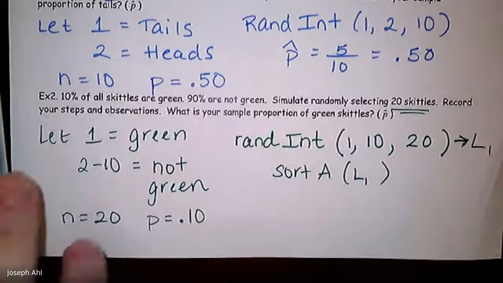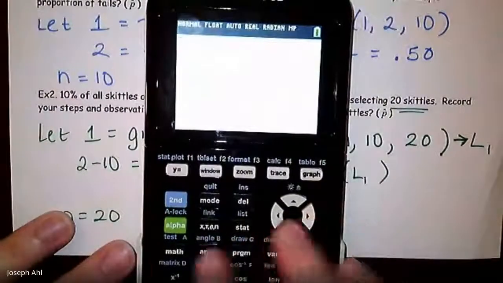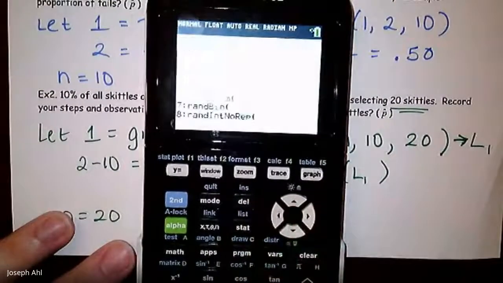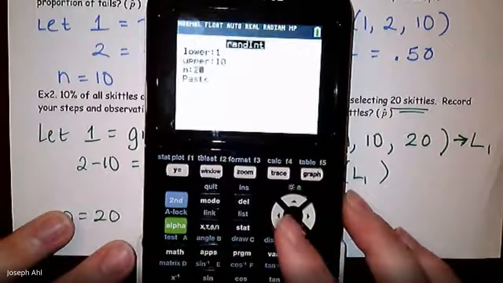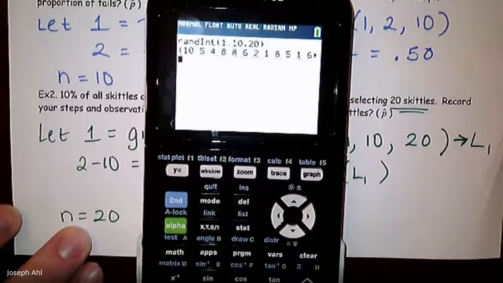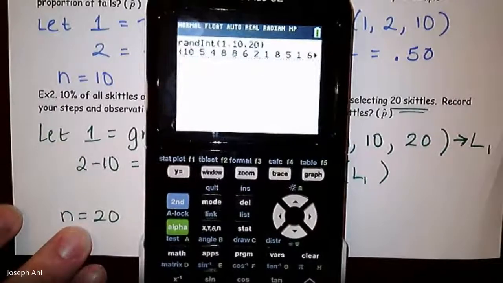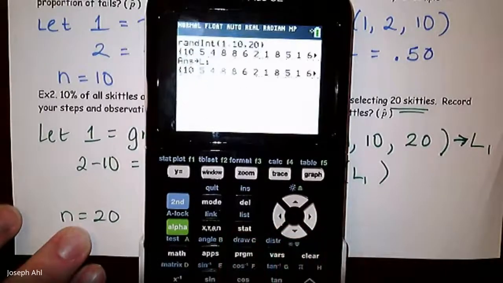So one more time here, let's see, we need math, probability, option 5. The upper bound is now 10, from 1 to 10. We're going to do this 20 times, paste it. Okay, those are the numbers. We're going to store that in list 1. Then stat, option 2, sort A for list 1.